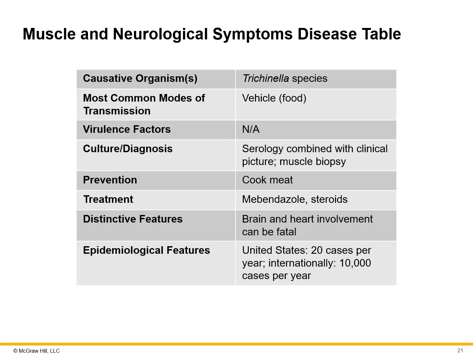So the summary table, the Trichinella species, again, transmitted by food. So properly cooking that. It can be treated with an anti-helminth, but also supported with steroids to decrease the inflammation that occurs. The reason it can be fatal is due to the brain and heart involvement that can occur.